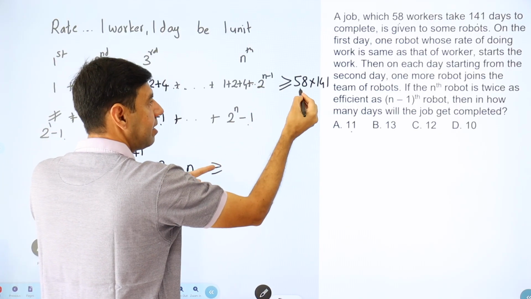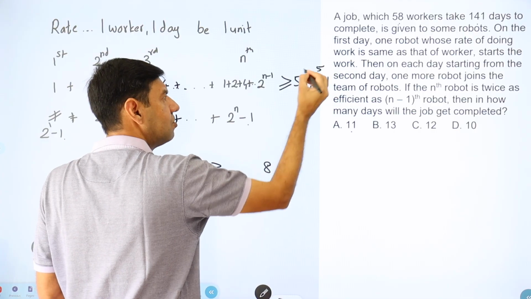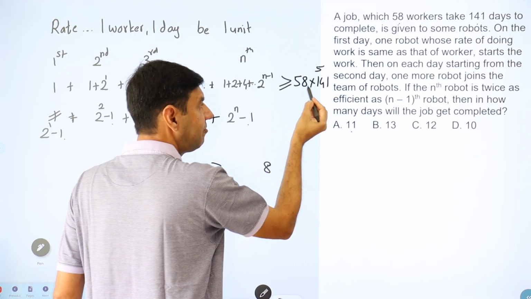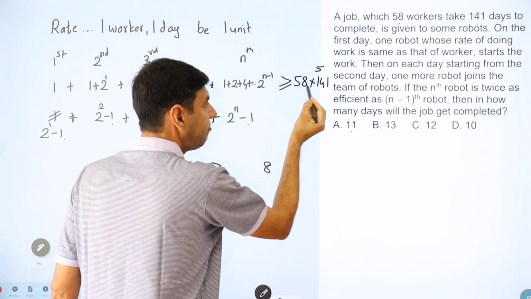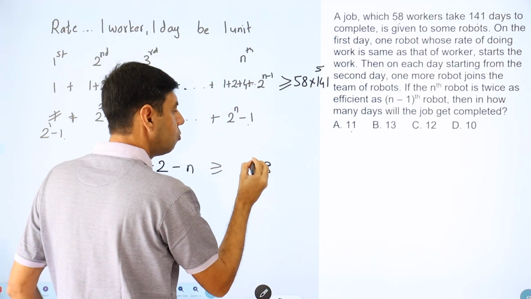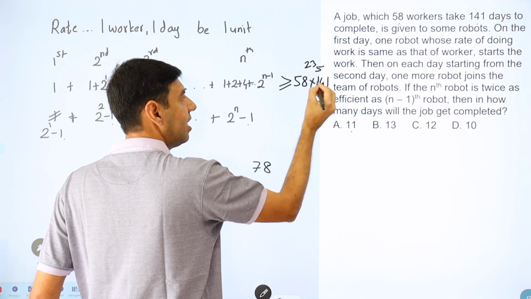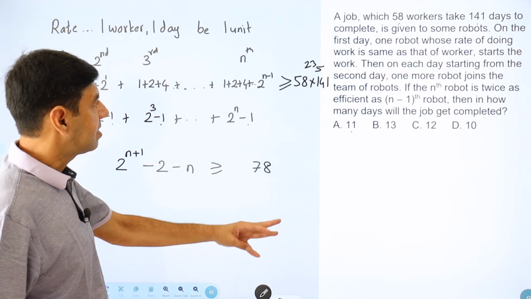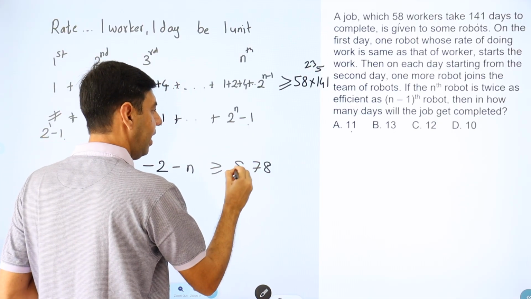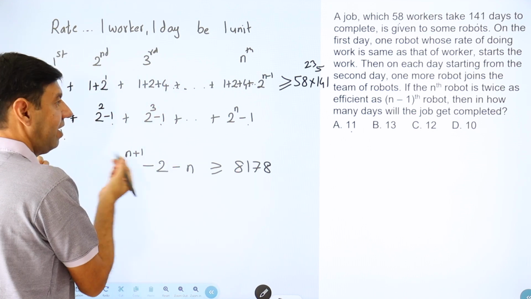So I'll have to multiply this. 58 ones are 58. Try it orally, students. You should be able to do it. 58 into 141: 58 into 4 is 232, then 58 ones are 58, 68, 78, 81. So I want this sum to be greater than this, and find the value of n.